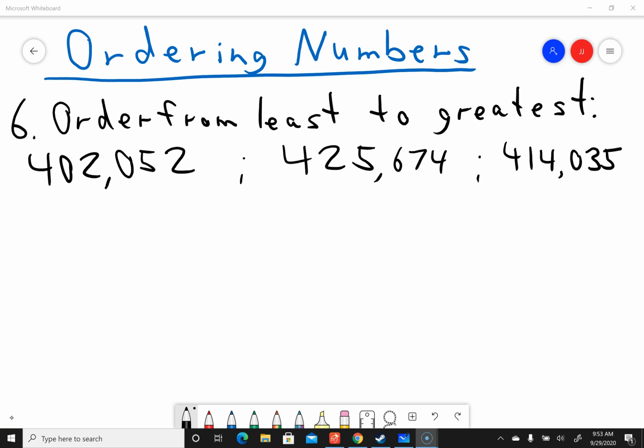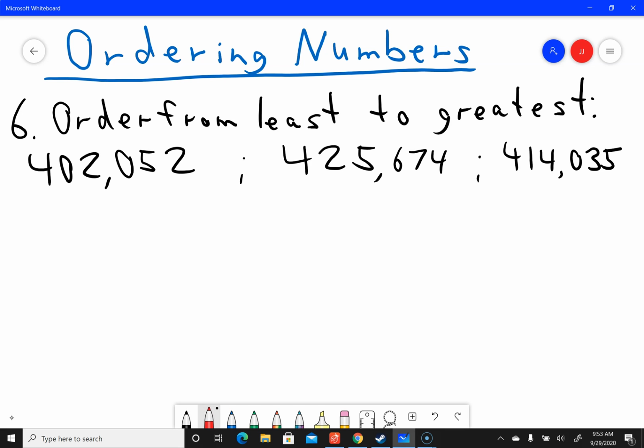Hello, fourth graders. Today we will review how to order numbers. Ordering numbers means to put numbers in order.